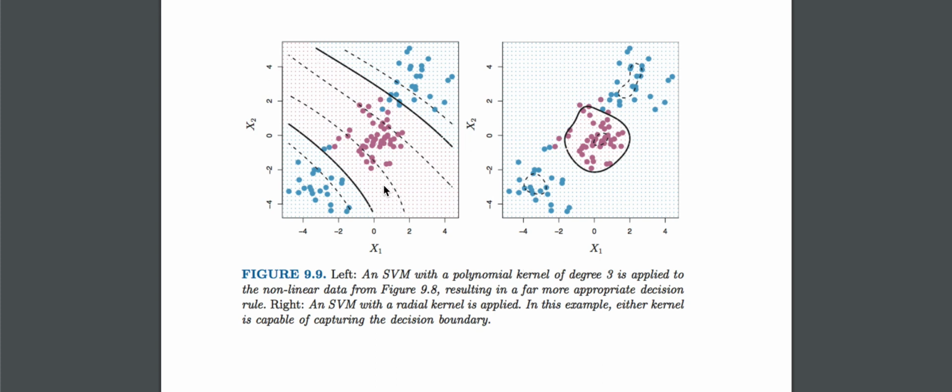So these two boundaries. On the other hand, if you use a radial kernel, then this is the result you get. So you get this decision boundary, which again is linear in the enlarged feature space, but we are not plotting this in the enlarged feature space. We are plotting it in the original space, x1 and x2. So it becomes nonlinear and it's able to capture this cloud here and separate it from these two. So both kernels are capable of capturing the decision boundary.